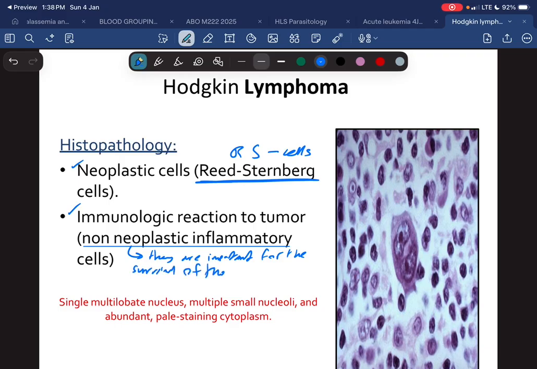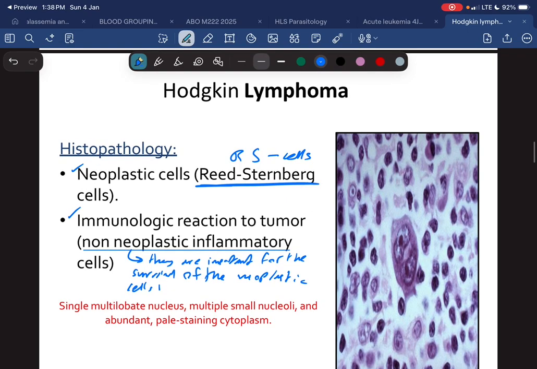Characteristic of the RS cells, they are large cells, contain a single multilobated nucleus, okay, multiple lobes, multiple small nuclei, and abundant pale staining cytoplasm. We will see it more in upcoming slides.